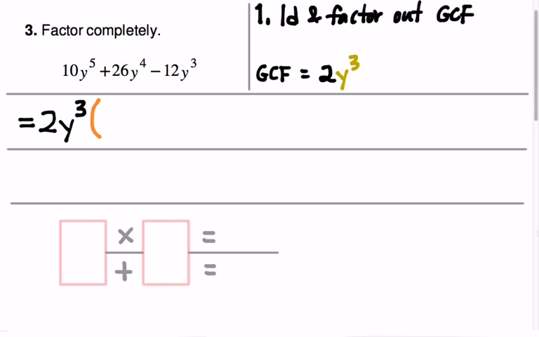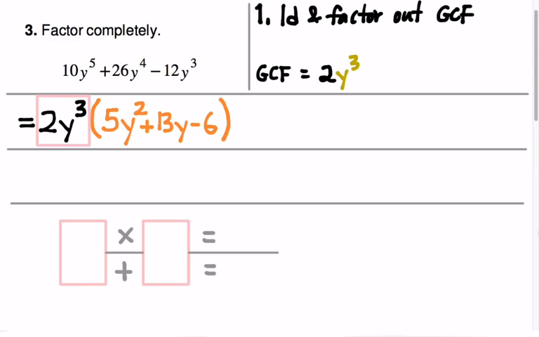If I bring 2y to the third out of this expression, what do I have left over? 5y squared. So the 5 coming from 10 divided by 2, and the y squared coming from y to the fifth divided by y to the third. Subtract the exponents. 26y to the fourth, when we take 2y to the third out, becomes 13y. And the minus 12y to the third becomes minus 6. Great. So we factored out the greatest common factor. And now that greatest common factor lives out here in the front of our factorization problem, and we never touch it again. It just comes along for the ride.